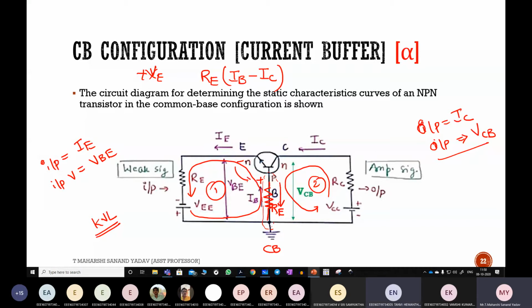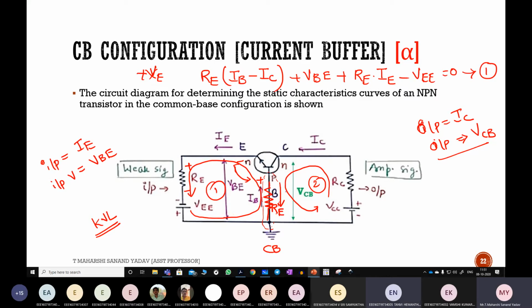Positive and negative, so this is VBE, right? So plus VBE. Next, here positive and negative, so plus RE into IE. Next, minus VEE is equal to 0. This is nothing but KVL for loop number 1.